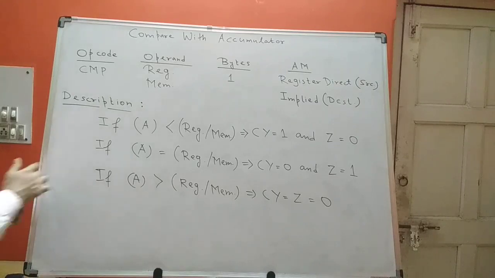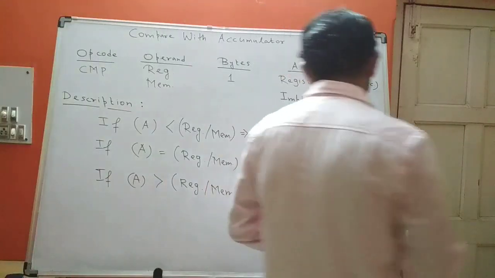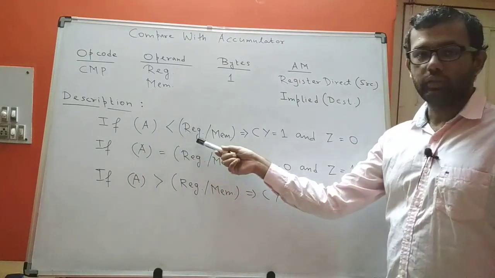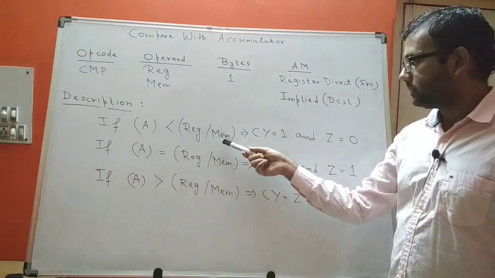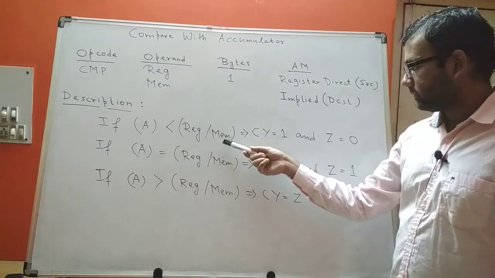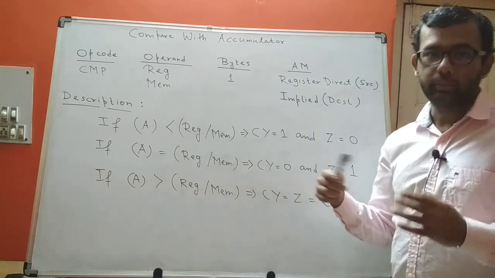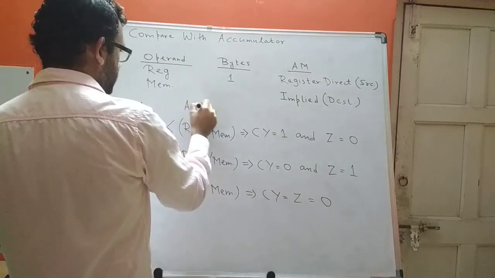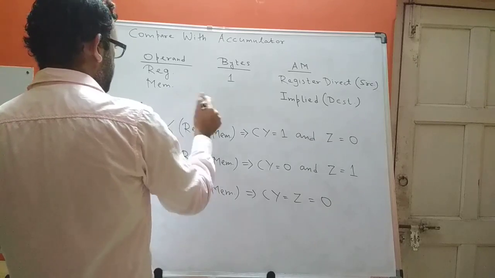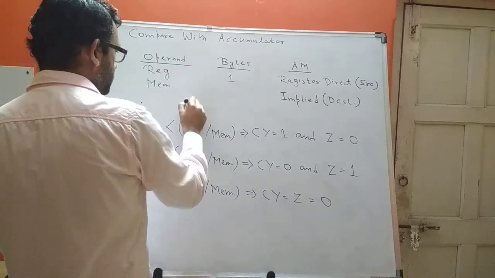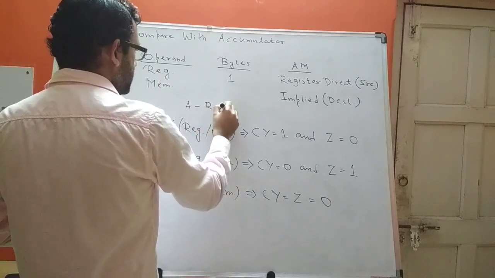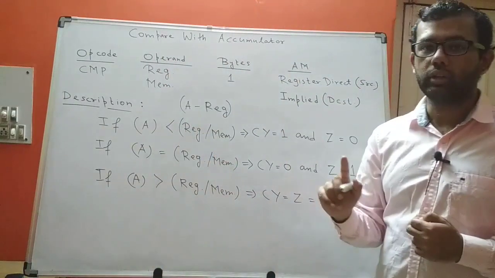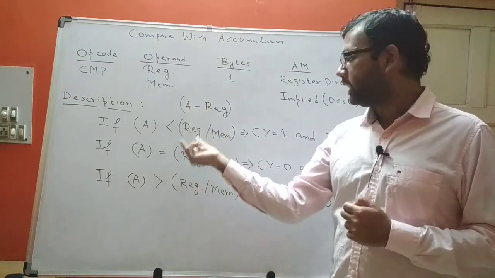So what are these 3 steps? Look at this. Here it's clearly mentioned that if the content of the accumulator happens to be less than the content of your register or the content of the memory location specified by HL, then what does it mean? In your CMP instruction, the register content is subtracted from the content of the accumulator, and depending on the value of this result, your flags are altered.